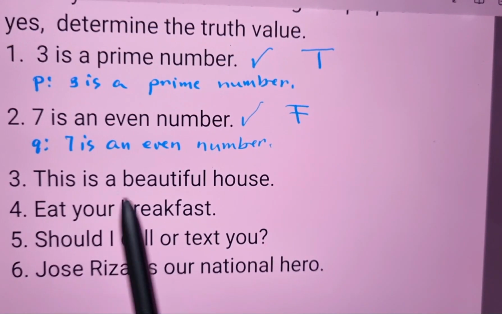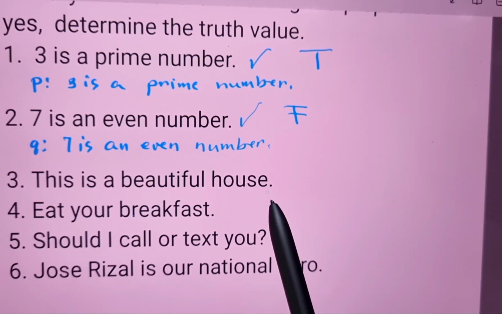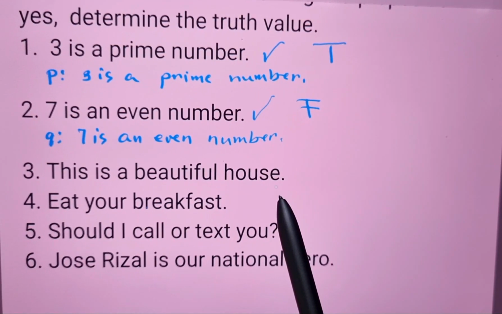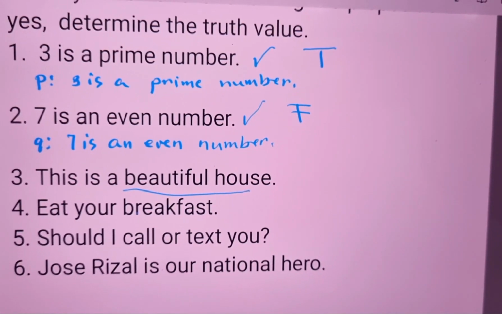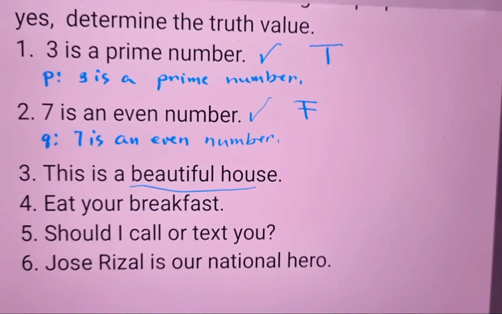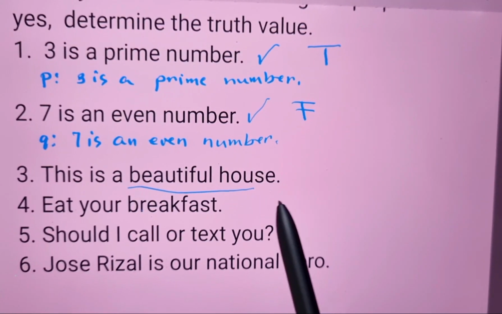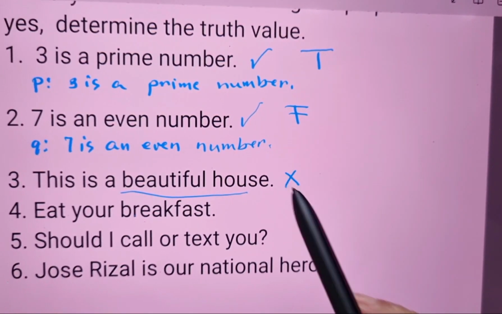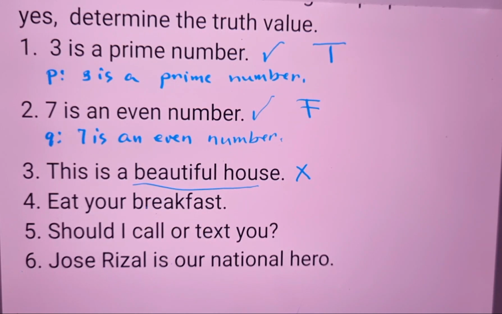Number 3. This is a beautiful house. Okay, it ends with a period. You are declaring that this is a beautiful house. Yes, this is a declarative statement or sentence. But look at this. Beautiful house. For you, that house is beautiful. But to others, it might not be. So, pwede siya dito maging true, at the same time, pwede rin siyang maging false. Diba? So, since hindi pwedeng maging true and false ang proposition, ibig sabihin ito ay declarative sentence pero hindi siya proposition. So, ibig sabihin hindi lahat ng declarative statements are propositions.